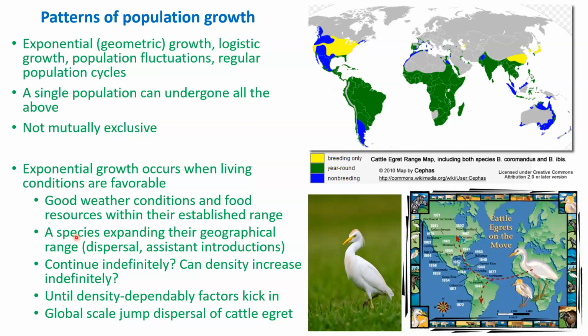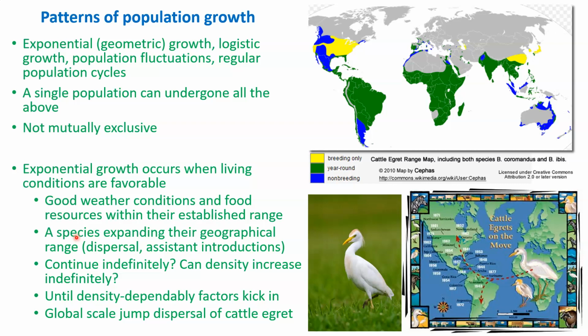Now there are different patterns of population growth. You should be familiar with, by now, these different growth models. We talked about exponential and geometric growth, logistic growth, and population fluctuations, which is something that we didn't talk about yet. And then of course population cycles. All of those, the population growth curves, the population fluctuations and periodic population cycles, are different patterns in which populations grow, right?